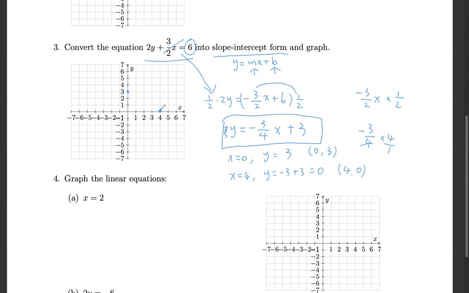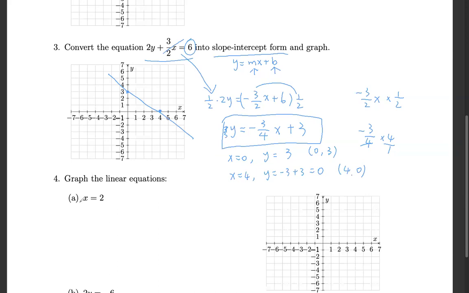If we want, we can calculate one more point. But I trust myself. I did the right calculation. So that's the line. Okay. That's the graph of this equation.